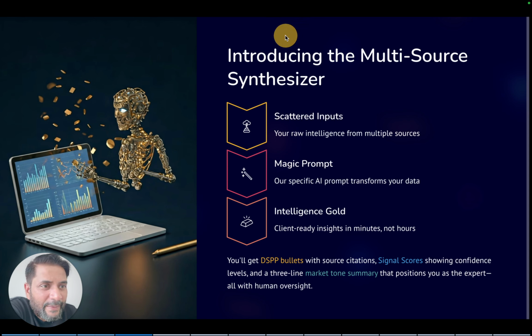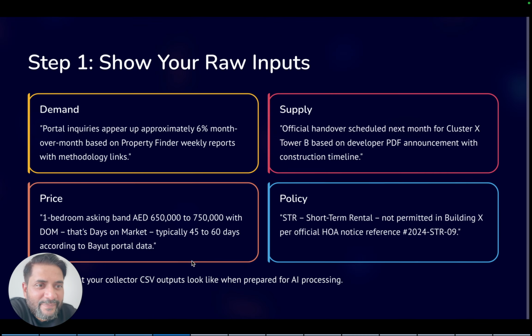Starting with step 1, and that is show your raw inputs. First, let's see what we are working with. And here is what your collector CSV output looks like when we prepare them for AI processing.